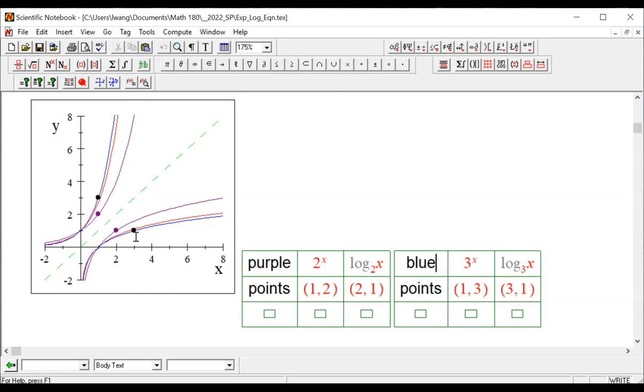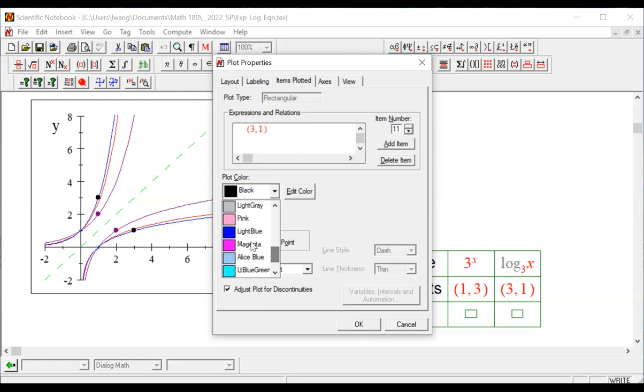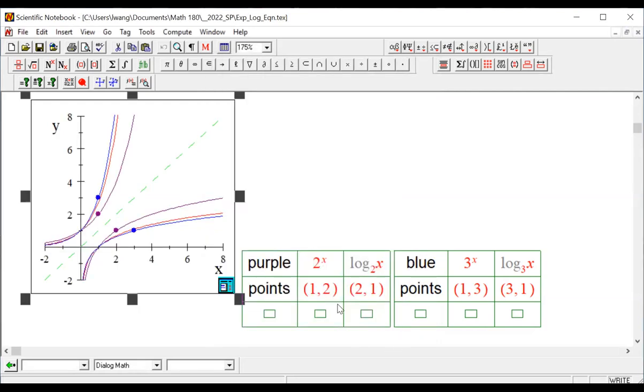Now we're going to change those colors to blue, so that we can have a reference. So this is going to be blue, and that is going to be blue. What I'm trying to show here is that when you identify curves, you can use points to identify them.